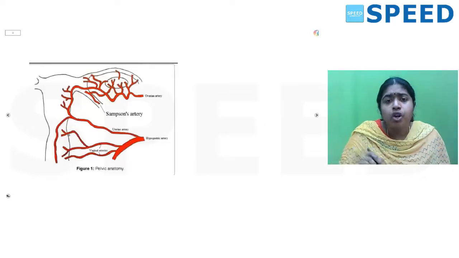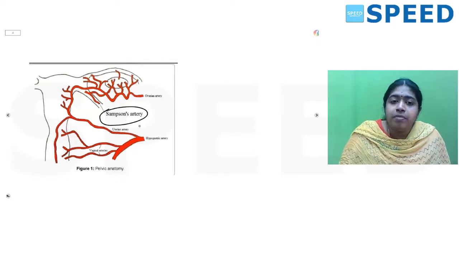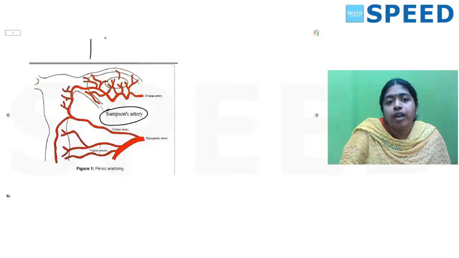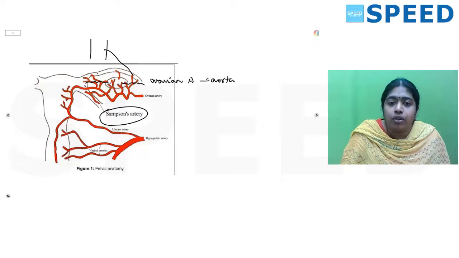Okay. A small additional point about the round ligament is that it is supplied by one small twig of artery called Sampson's artery, which is basically an anastomotic vessel between the uterine artery and the ovarian artery. So you all know where the ovarian artery comes from. Ovarian artery is a direct branch of the abdominal aorta. Now it comes through the infundibulopelvic ligament, it supplies the ovary, and then it supplies the rest of the tube and the cornu. Where is the uterine artery coming from? Uterine artery is a branch of the anterior division of the internal iliac.